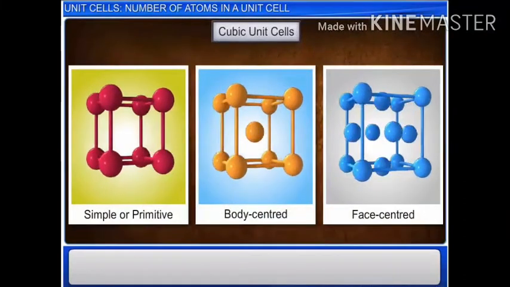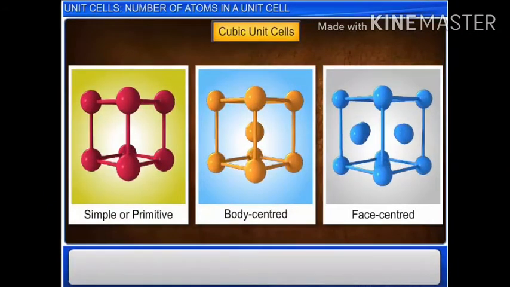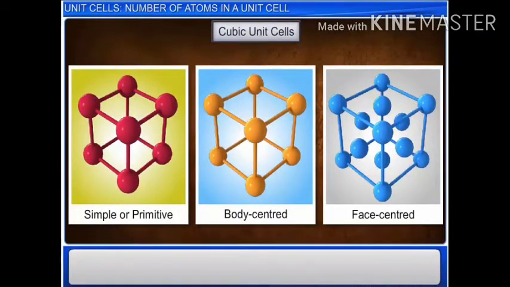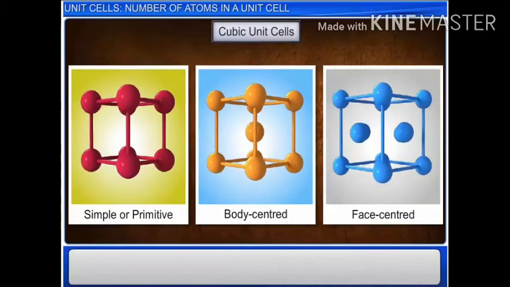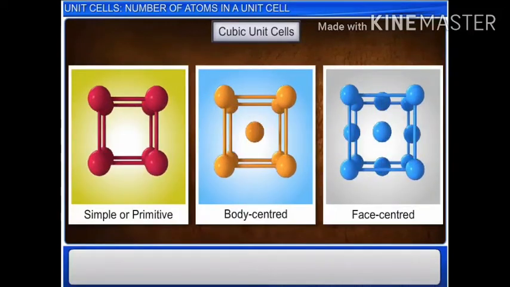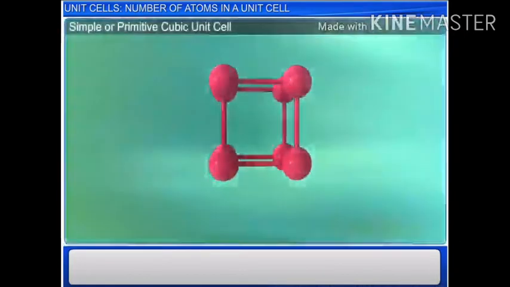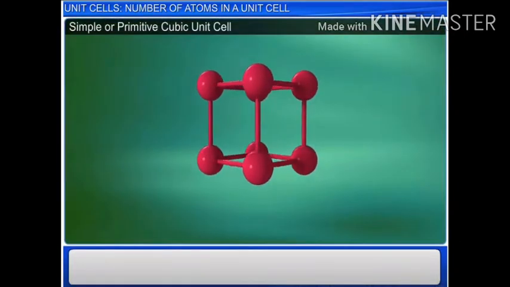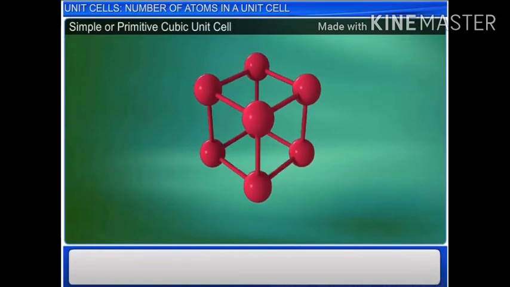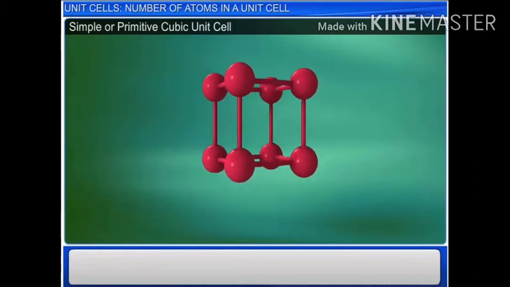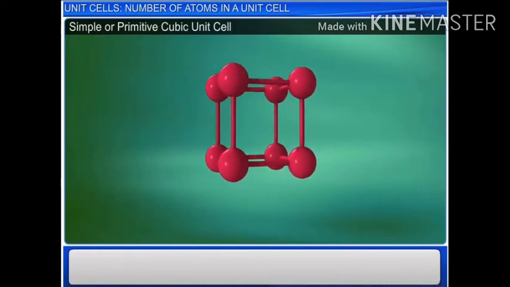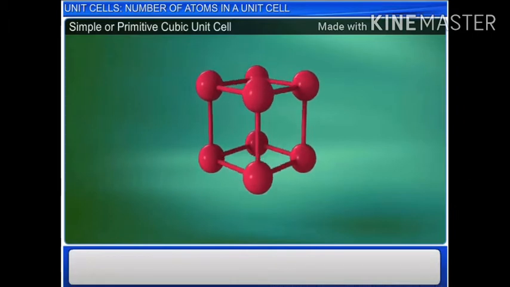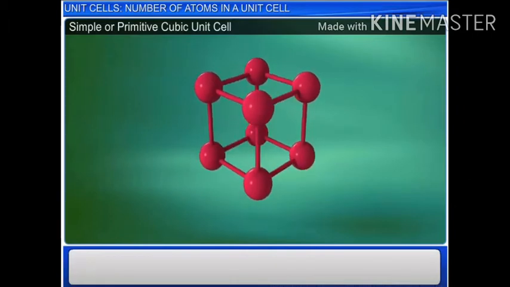Consider three types of cubic unit cells. For the sake of simplicity, assume that the constituent particle is an atom. Let's start with a simple or primitive cubic lattice. A simple cubic lattice consists of 8 atoms at the 8 corners of a cube.